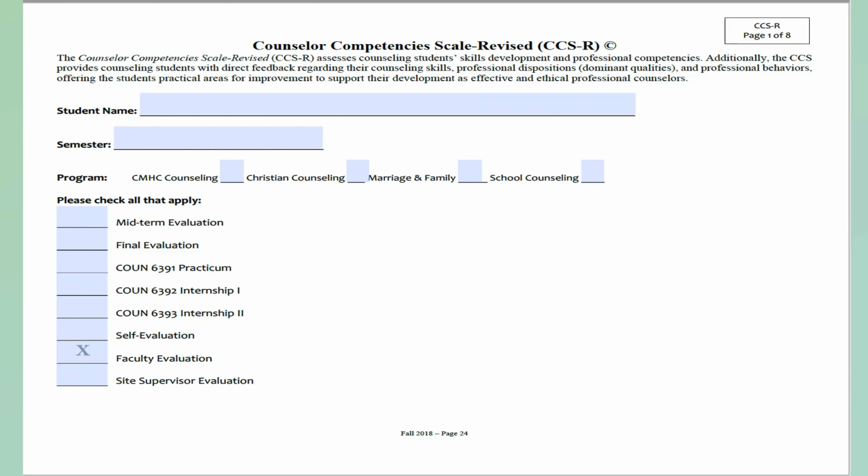This is not part of your grade in class. This is not going to be used as a support for participation points. What this is used for is strictly an evaluation tool so that you can become the best that you can become as a counselor. And so I don't want you to be concerned about this.